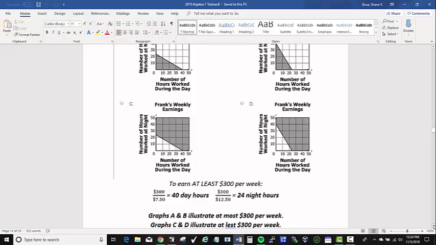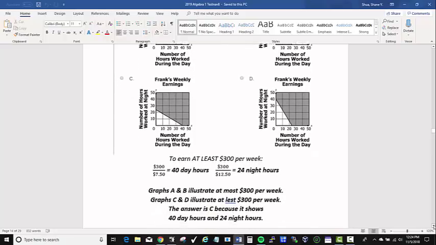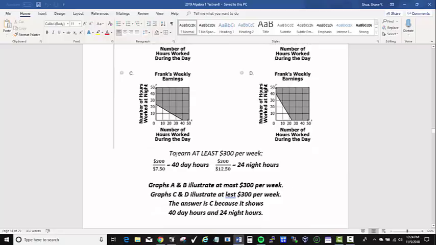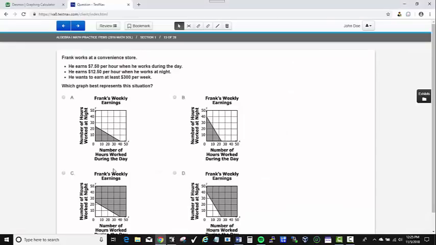But what's the difference between graph C and D? Graph C shows 40 day hours, 24 night hours. Graph D shows 24 day hours and 40 night hours, which is switched. C is what we want because this is what answers our question. So we will go with graph C.